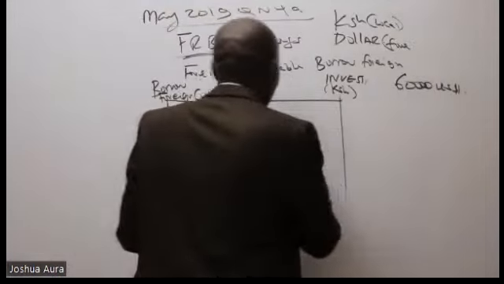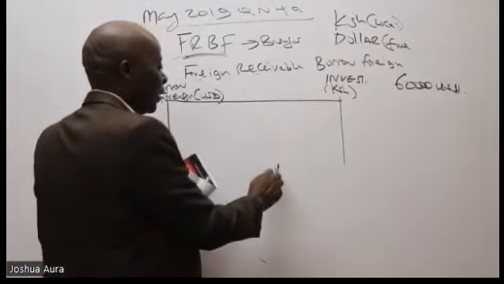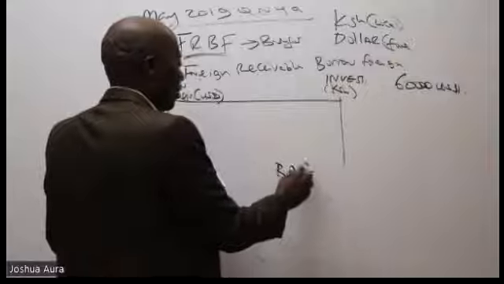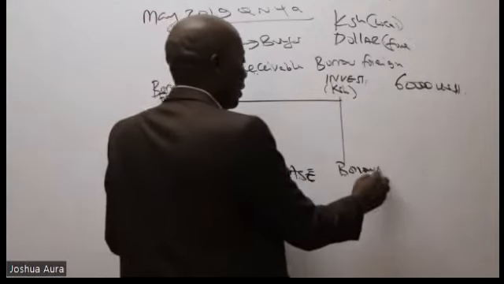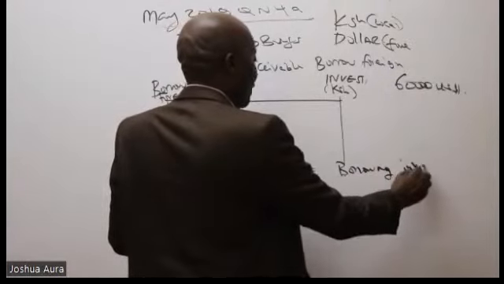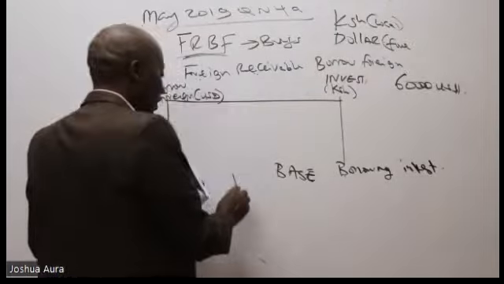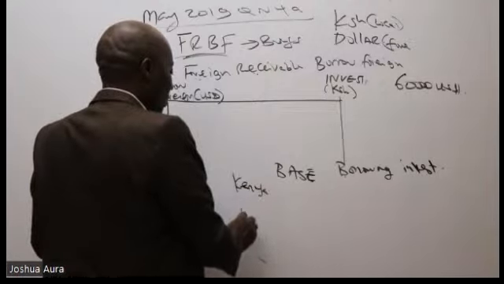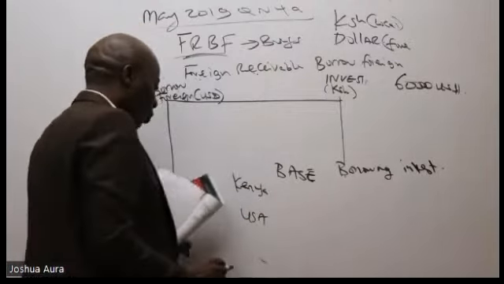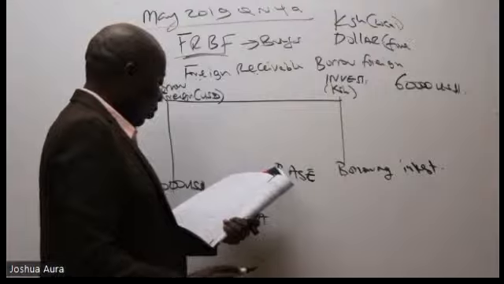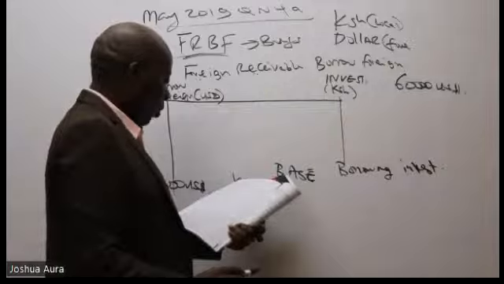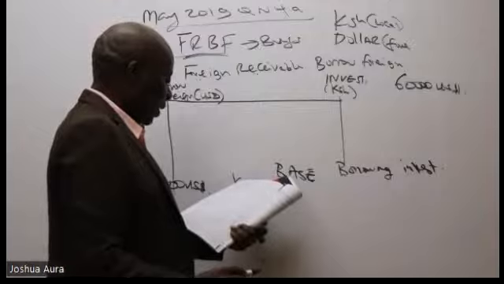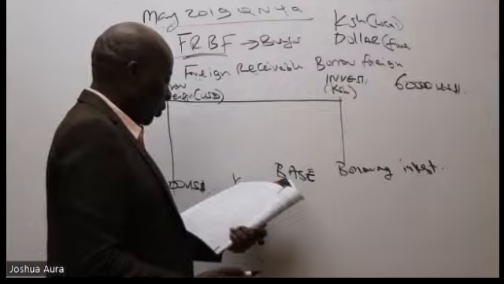So we have here the base. I can write this as a separate working. So we have the base, the borrowing, and then the investing. We have here Kenya, we have here USA. They have told us, ladies and gentlemen, that from note number 1, the borrowing rate is 3% above the bank base rate, while the investing rate is 2% below the bank base rate. These rates apply both in Kenya and in the US.